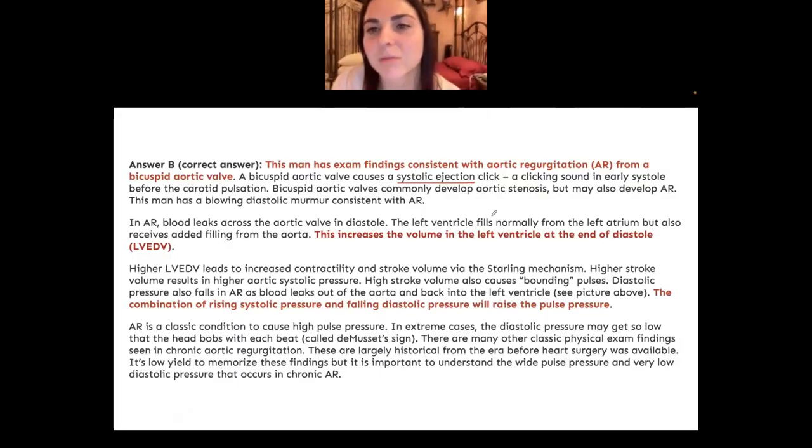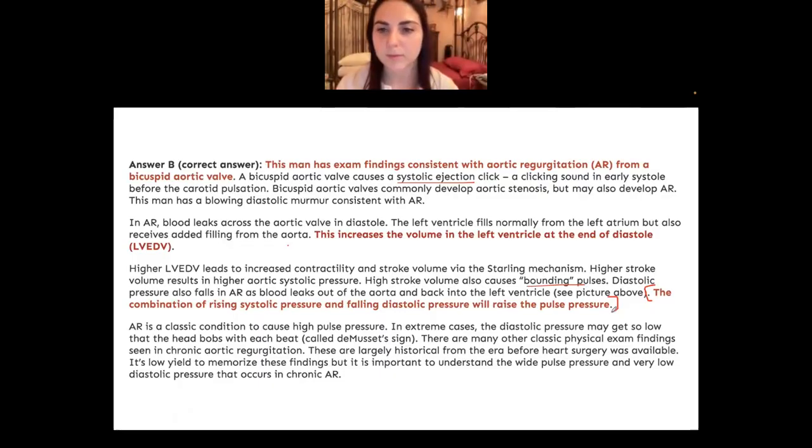They would just give you a blowing decrescendo diastolic murmur, I think. Bounding pulses, that's another buzzword that you can hear for that. Yes, this is your widened pulse pressure: the increasing systolic pressure and then really low diastolic pressure. That's your widened pulse pressure.